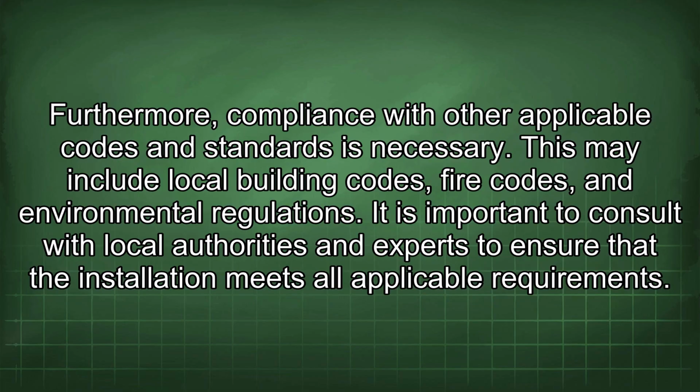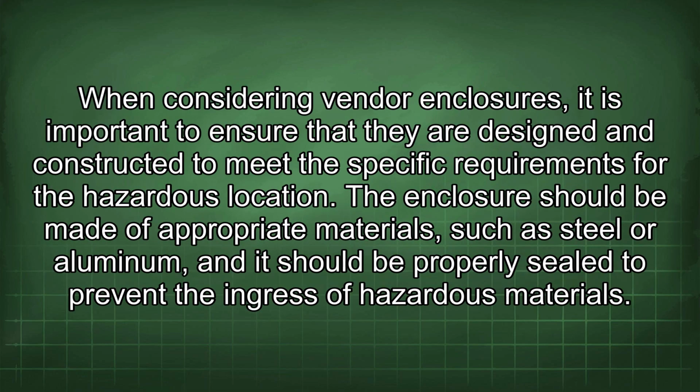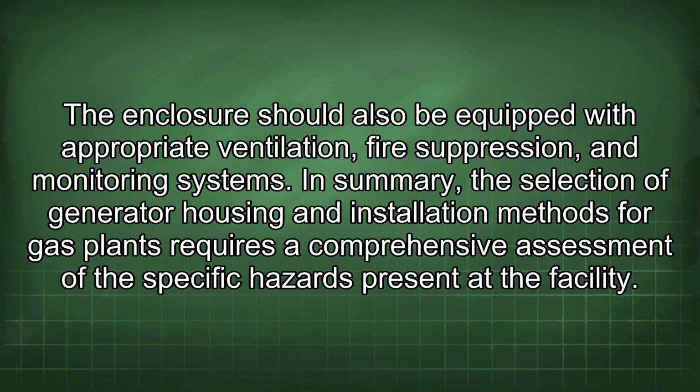Furthermore, compliance with other applicable codes and standards is necessary. This may include local building codes, fire codes, and environmental regulations. It is important to consult with local authorities and experts to ensure that the installation meets all applicable requirements. When considering vendor enclosures, it is important to ensure that they are designed and constructed to meet the specific requirements for the hazardous location. The enclosure should be made of appropriate materials, such as steel or aluminum, and it should be properly sealed to prevent the ingress of hazardous materials. The enclosure should also be equipped with appropriate ventilation, fire suppression, and monitoring systems.